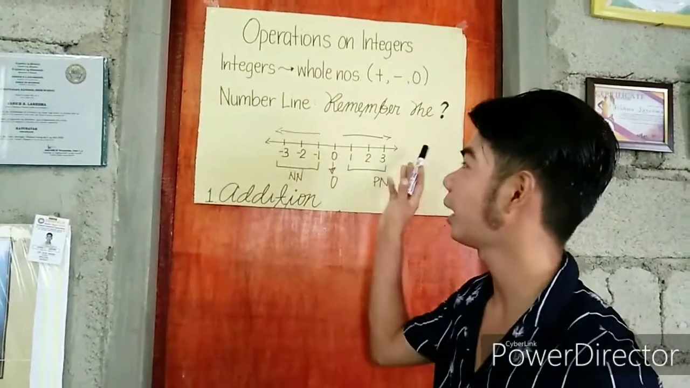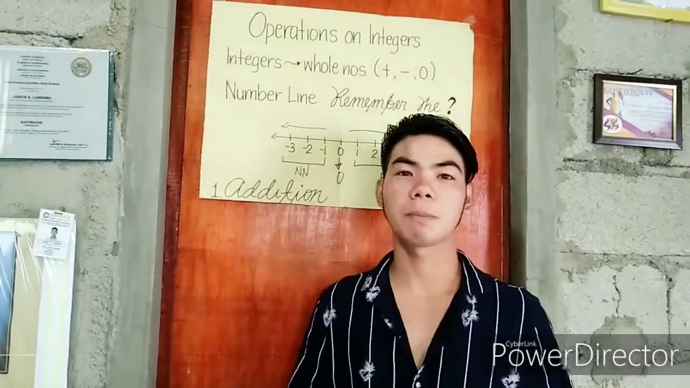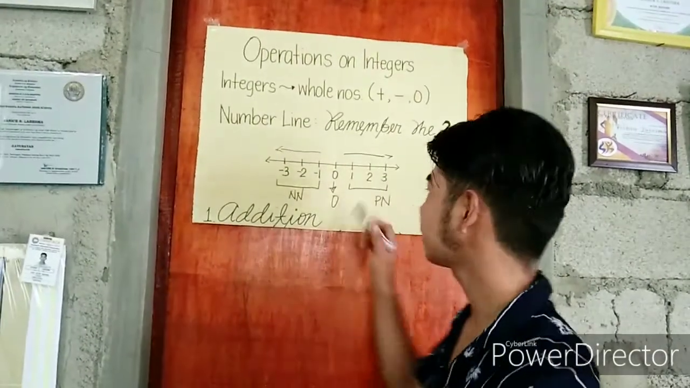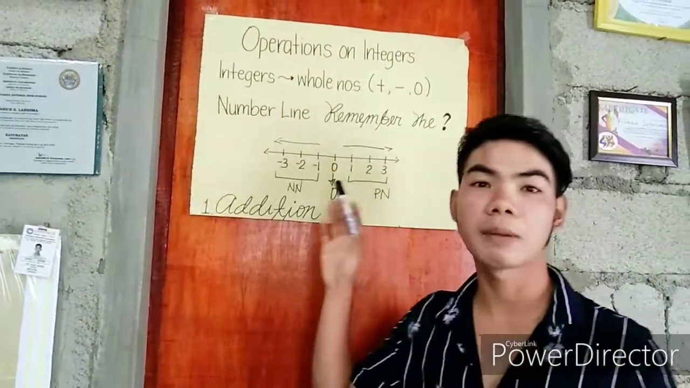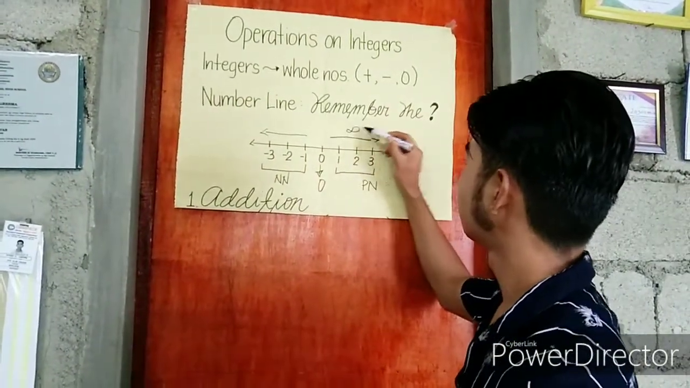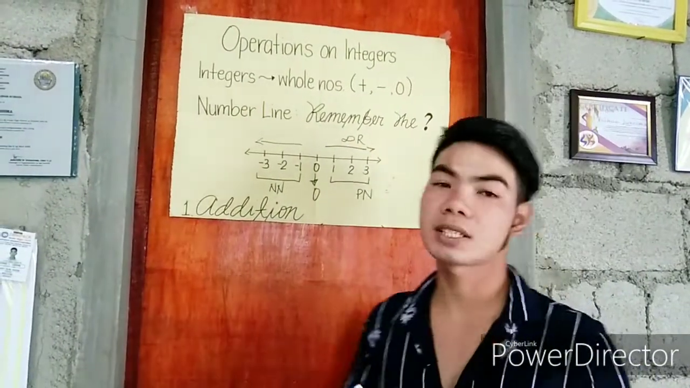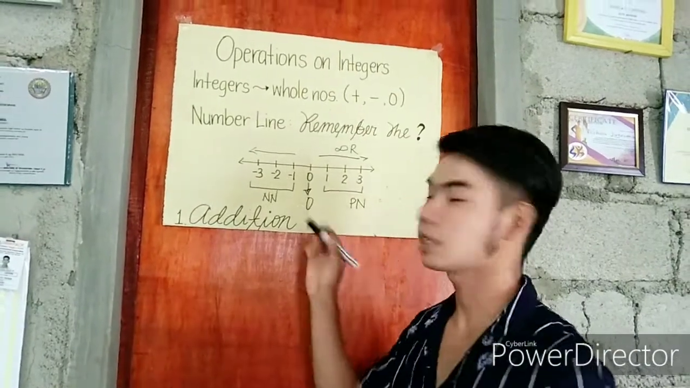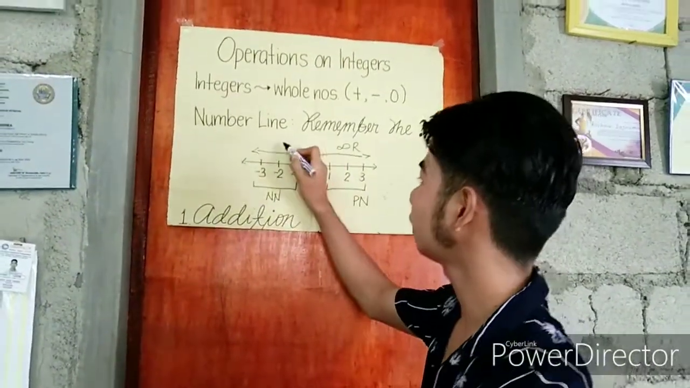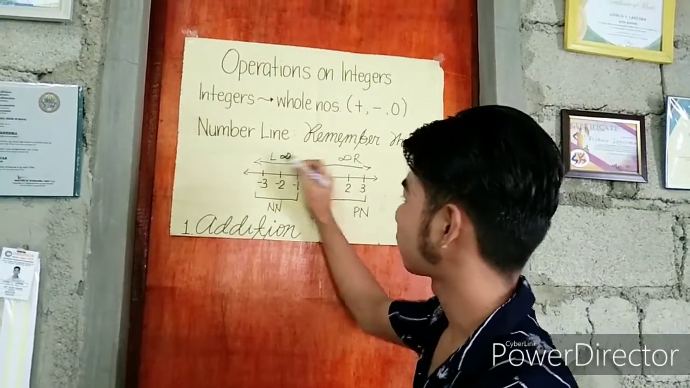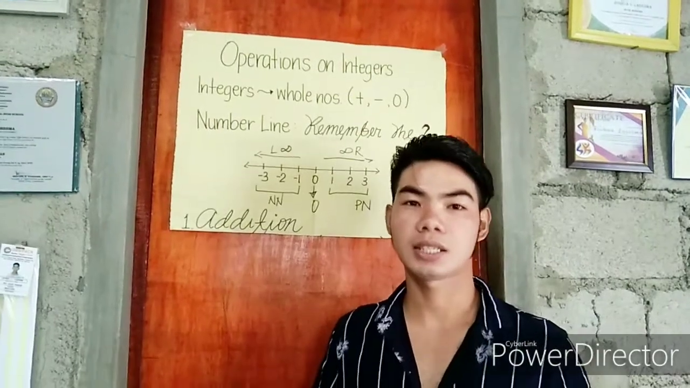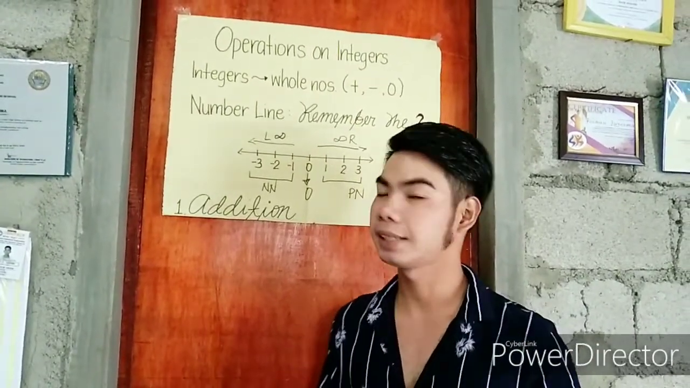So remember the number line. The number line consists of positive numbers, negative numbers, and zero. Positive numbers are more than zero, which goes infinitely to the right. While if it is less than zero, then it is a negative number or negative integer, which goes infinitely to the left. So 0 is neutral, meaning it's neither positive nor negative.